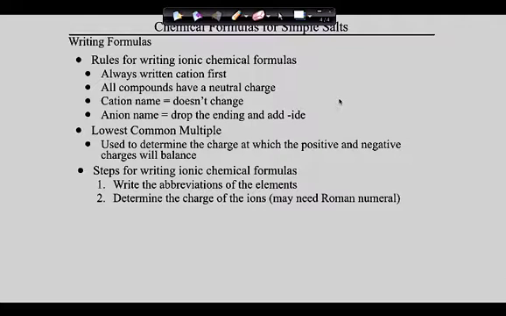Step number 2, you determine the charge of the ions. Where do we get the charges for the ions? These are the oxidation numbers. We get them off the periodic table. The first one will be positive, the second one will be negative.